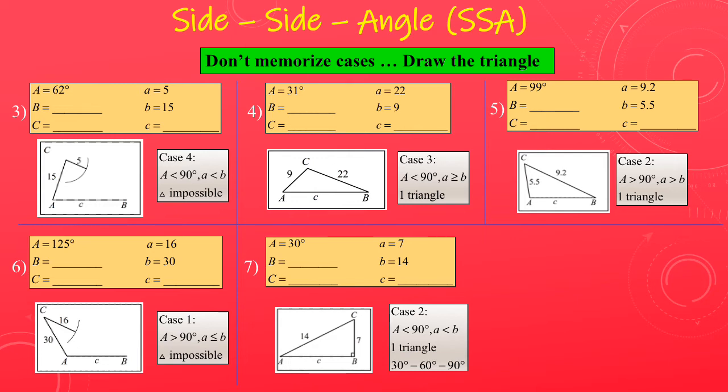Most of the time we are working with oblique triangles where the angles in the triangle are not equal to 90 degrees.